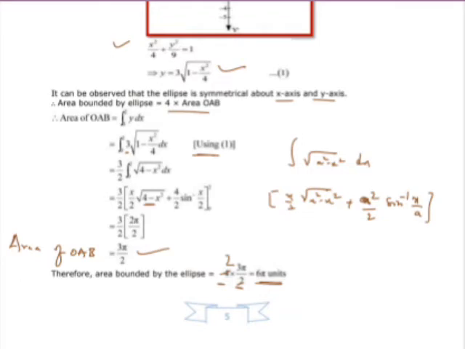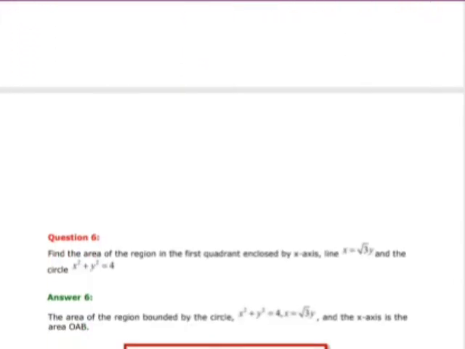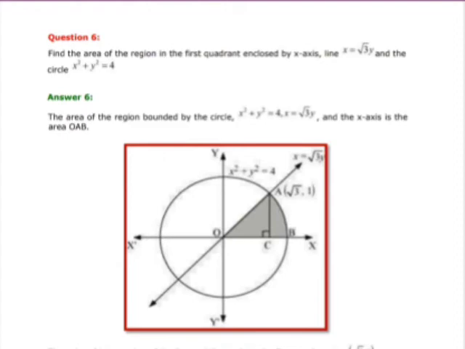So next to the sixth example, let's see the sixth one. Find the area of a region in the first quadrant enclosed by the x-axis and the line x equals root 3 y and the circle x square plus y square equals 4. So first we have to plot the graph by using the given quantities. So the area of the region bounded by the circle x square plus y square equals 4, x equals root 3 y and the x-axis is the area OAB.